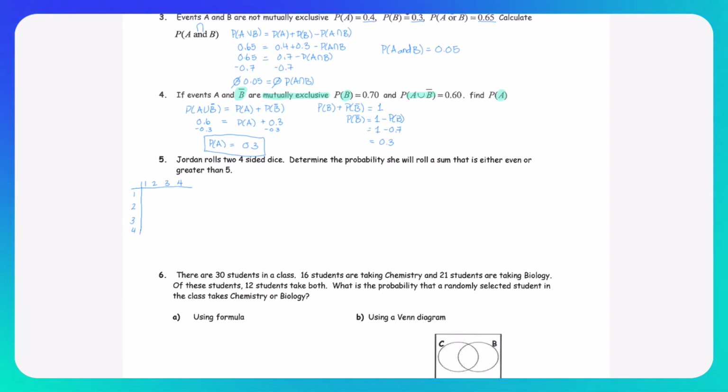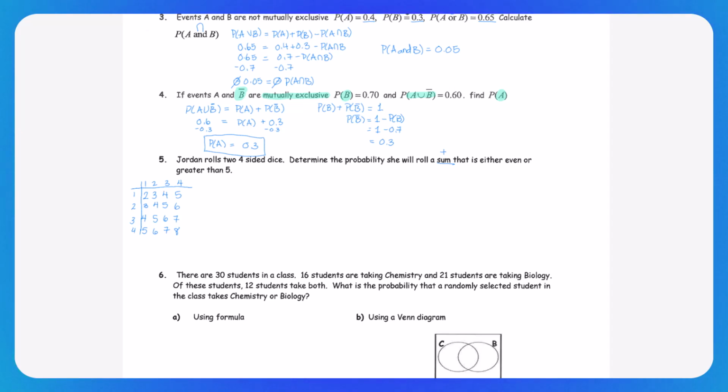If we're looking for the sum, that means we're looking for adding. If we roll 2 ones, the sum would be 2. And we can fill this out, and we'll do it really quickly. If you want to verify it, you can definitely go ahead and do that. But this is going to be like this. So these are the possible outcomes.